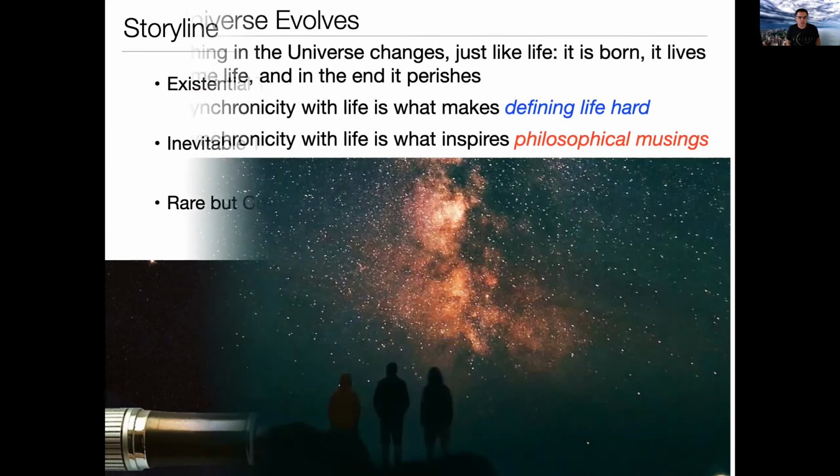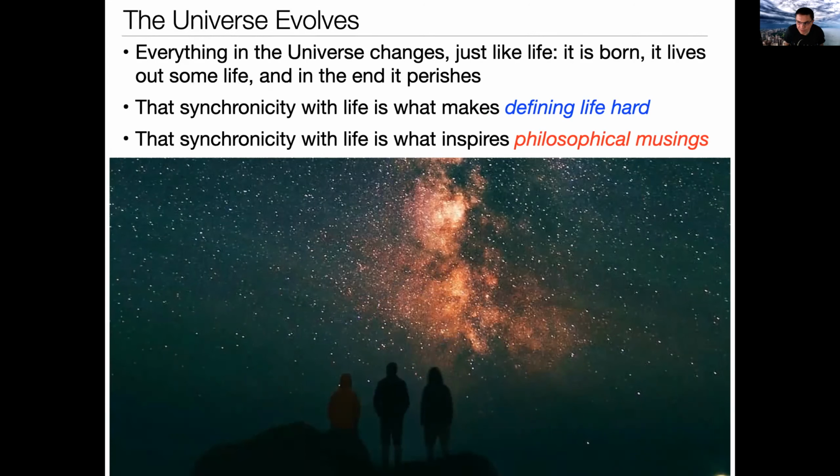Okay? So, the universe evolves. That is absolutely true. Everything in the universe changes. It was born at some point in the past. It has a life through which it changes its properties, it evolves, it grows, and then in the end, ultimately, it perishes. And that's a story that's true for the universe itself. It's a story that's true for stars. It's a story that's true for planets themselves. And the synchronicity of that idea with our perception of life is what makes defining life so hard.